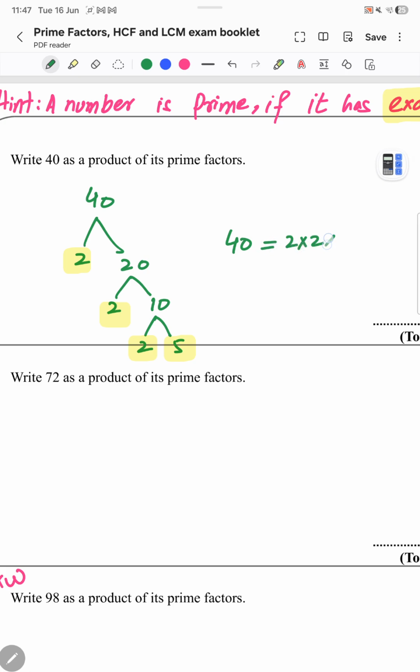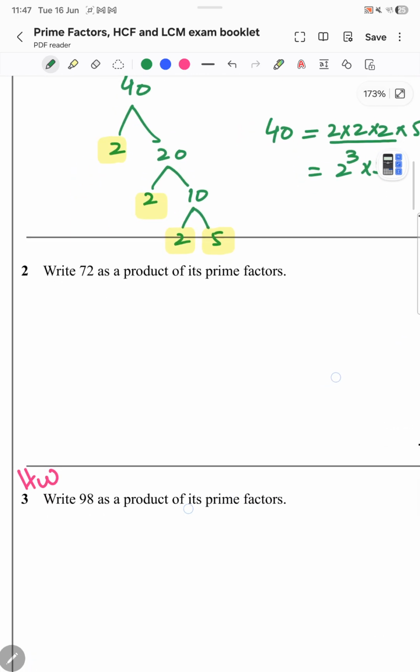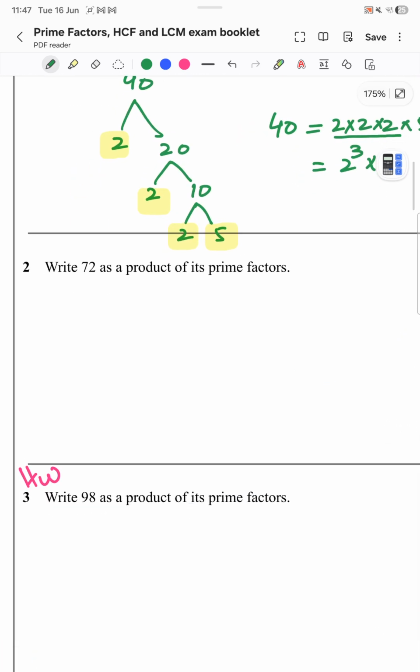So it's 2 times 2 times 2 times 5, and you can write further, since we multiply 2 three times, so it's 2 power 3 times 5. This would be the answer. So the next question is 72. Write 72 as a product of its prime factors.